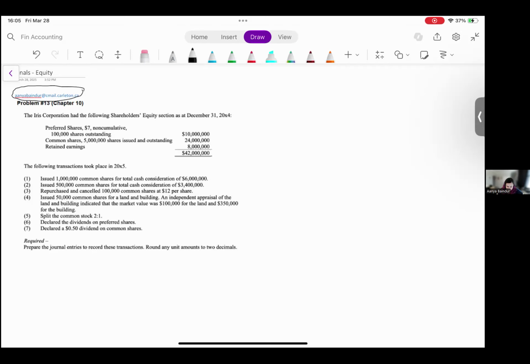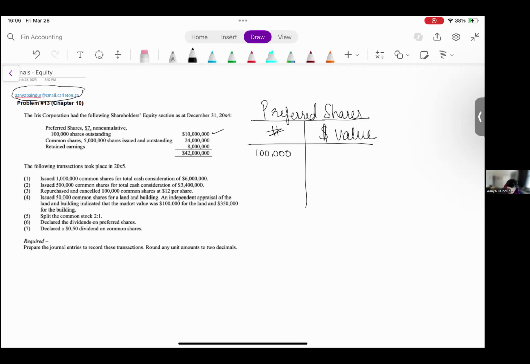So let's see what our starting balances are. We are told we have $7 preferred shares, non-cumulative, and 100,000 shares are outstanding, which correspond to $10 million. So we'll keep track of that. Let's call this preferred shares. On one side, we'll track the number of shares, and on the other, we'll track the dollar value of those shares. So we started off with 100,000 preferred shares, the value of which is 10 million. And it's nice to include here that they have a dividend value associated with it.